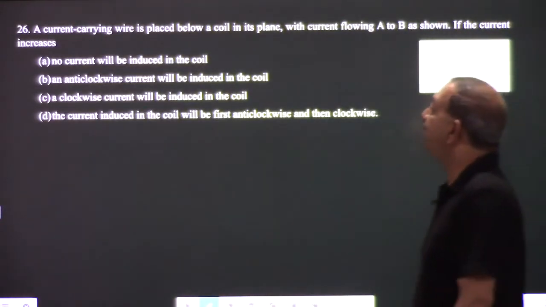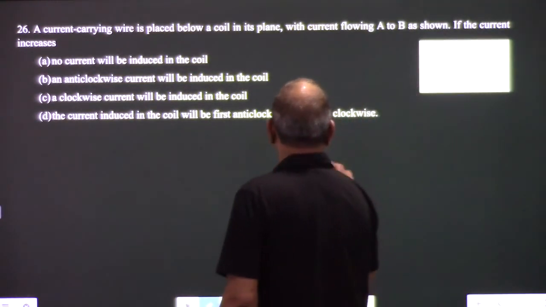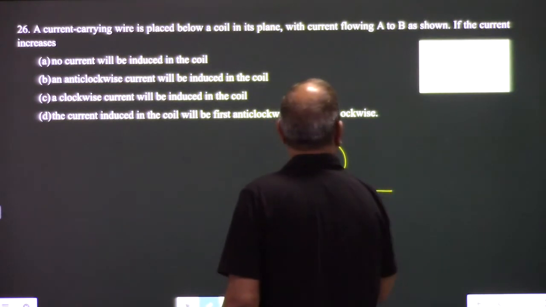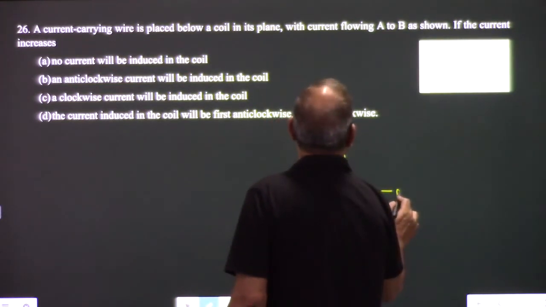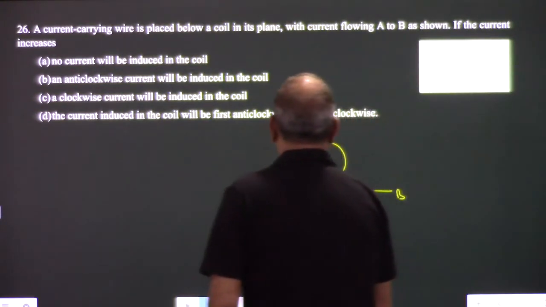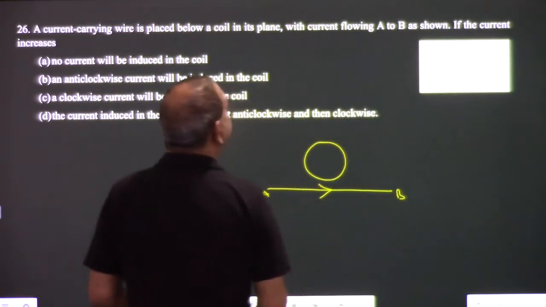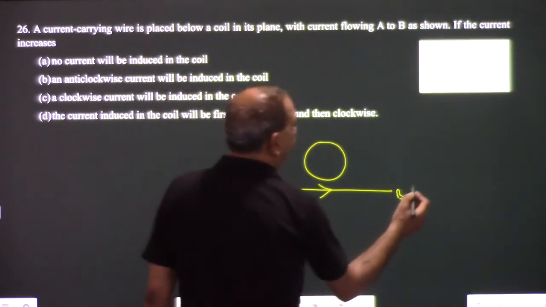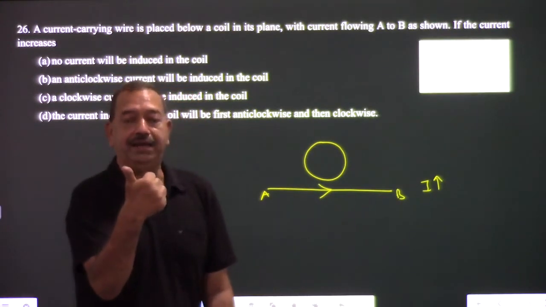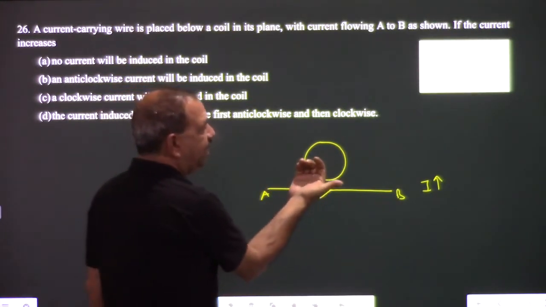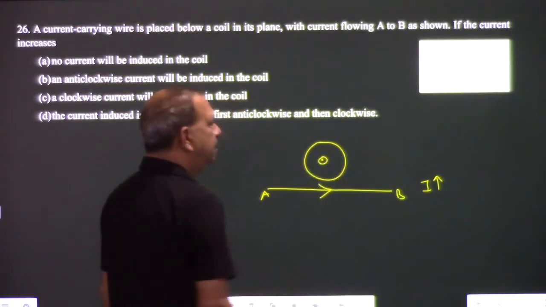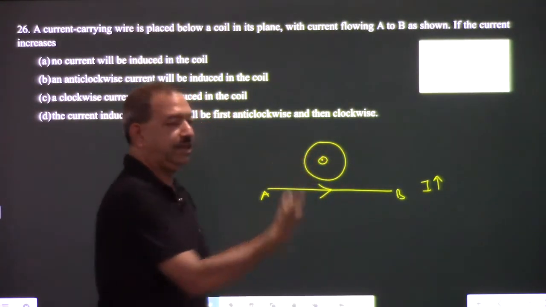11. A current carrying wire is placed below a coil, and this current carrying wire is A and B. The current is flowing from A to B, and this current is increasing. Then if I apply the grip rule, the magnetic field here will be outward. Here the magnetic field comes outward.